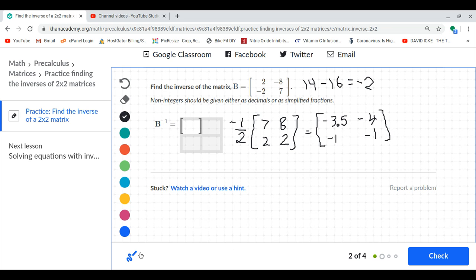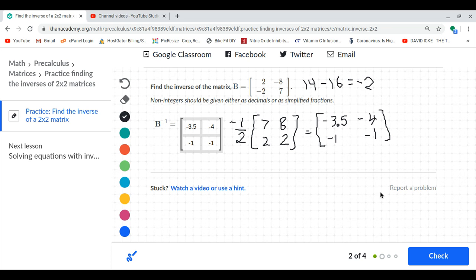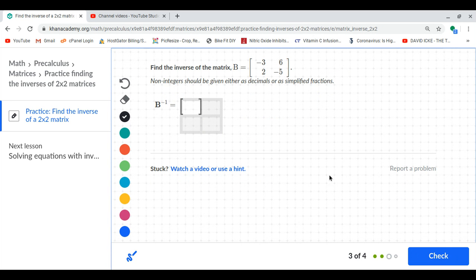Okay, so now let's fill this in. So negative 3.5, negative 4, negative 1, negative 1. Let's check. More energy points. Going to be upgrading that avatar pretty soon. Okay, let's keep going. We'll do one more, and then I'll stop the video at that point and let you guys explore this assignment on your own.